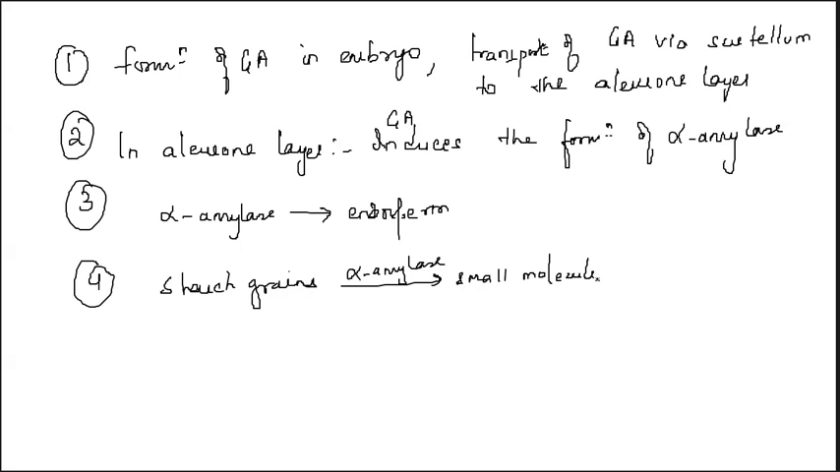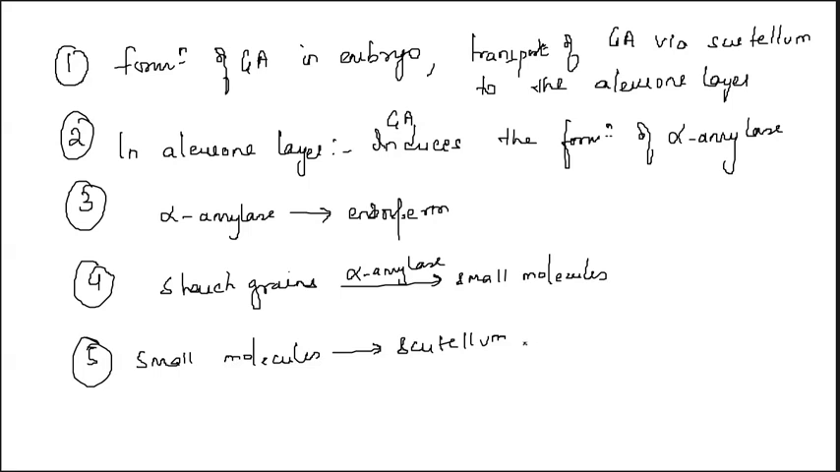So these small molecules are absorbed in the scutellum and then they are moved to the growing embryo, which helps in the further growth of the embryo. So this is how seed germination occurs.